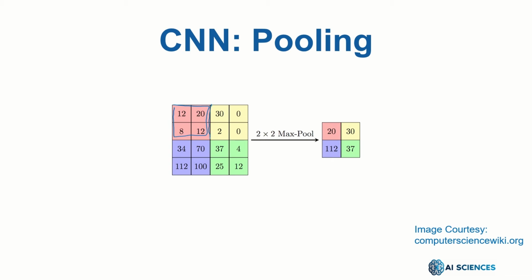Then you pick another 2x2 structure without any sharing, and you pick the max of that, that is 30. And then you pick the max of this, which is 112, and then the max of that, which is 37. So that is max pooling, which further reduces the output dimensions, like setting the stride up. But the point of the pooling layer is not just to reduce the size.